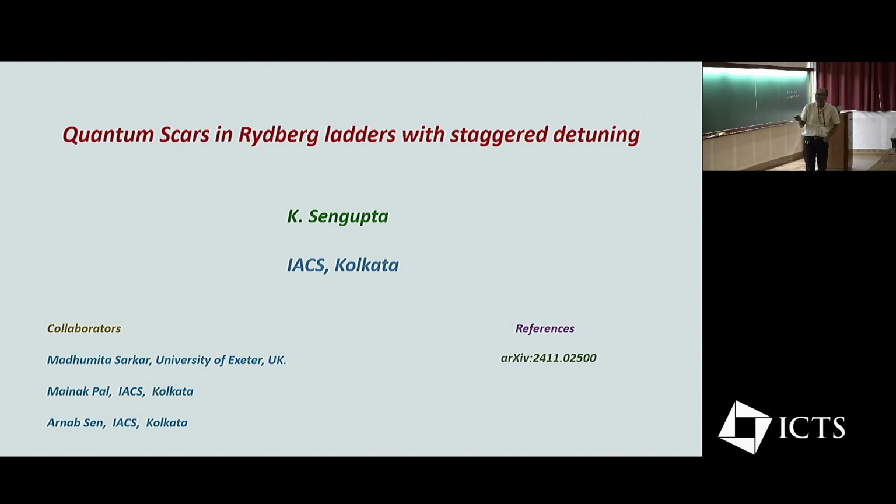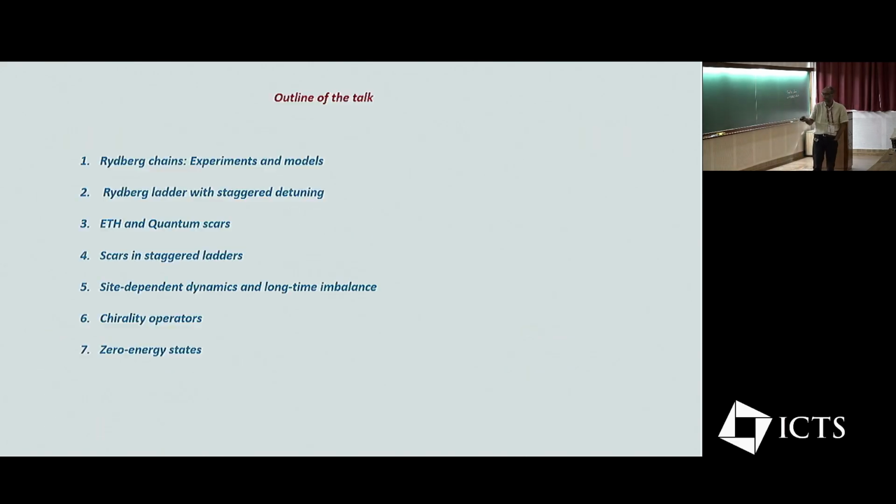So this work is done with a few collaborators. Moinak Pal, who is a student at ICTS Kolkata, working with Arnav Sen, who is my colleague at ICTS Kolkata, and Madhumita Sarkar, who is now in UK, and she was a student in our group when this work started, and then she moved during this. And this is the arXiv if you want more details.